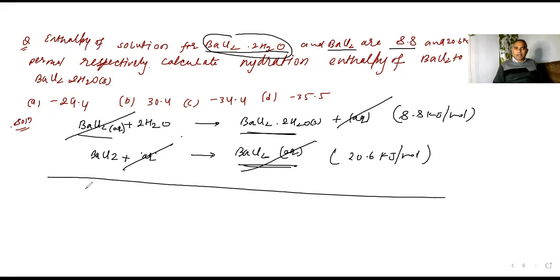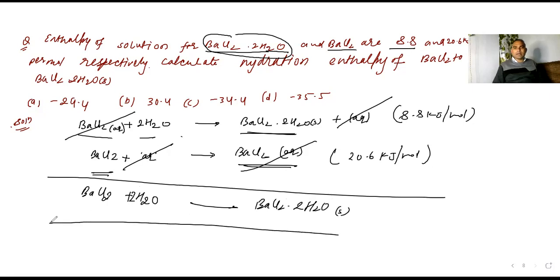So what is required is BaCl2, and here H2O is required. And what is it going to form? You can see it is directly forming BaCl2·2H2O, and this is solid. It means in this reaction these things are not required, so we need to add them out. So if you are adding, how much are you going to get? You can check it out: 8.8 plus 20.6.